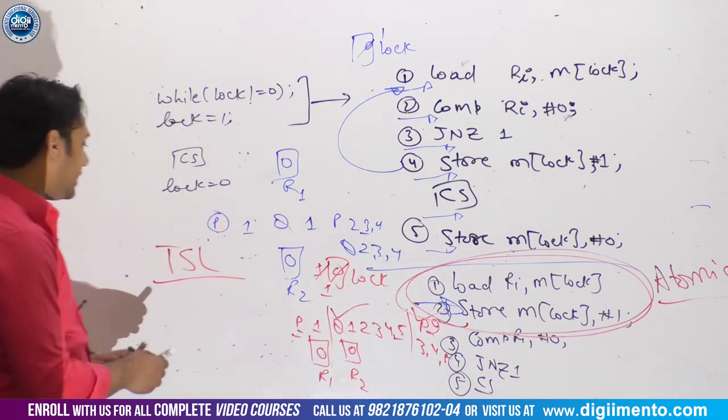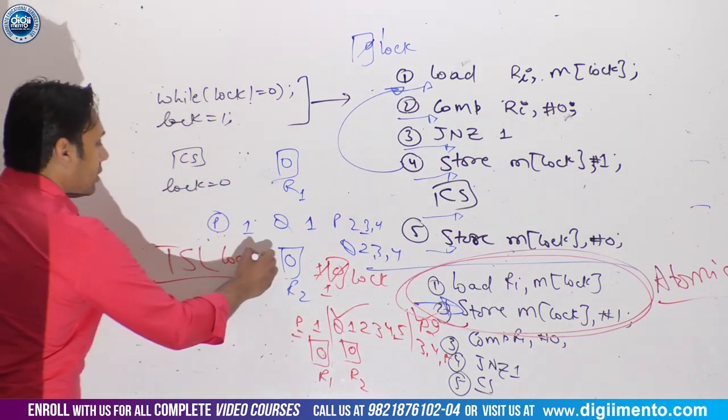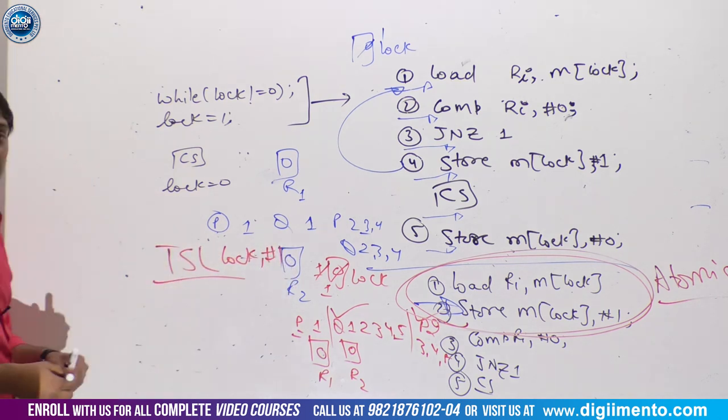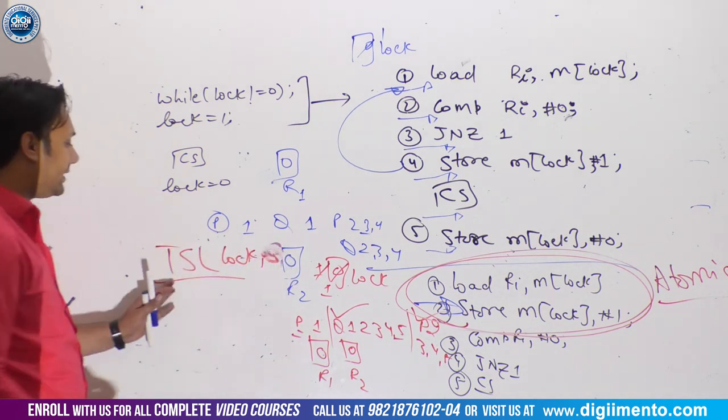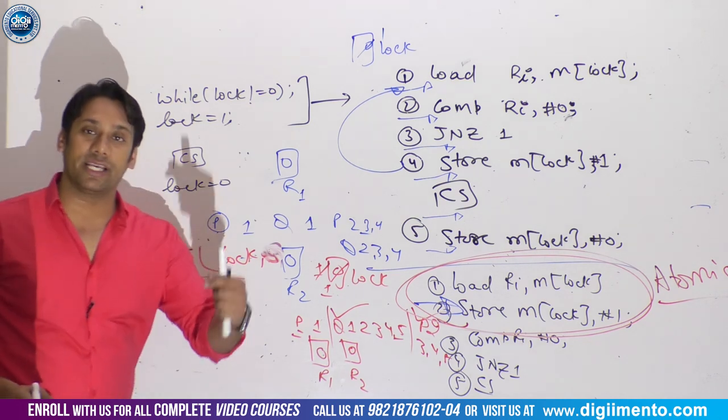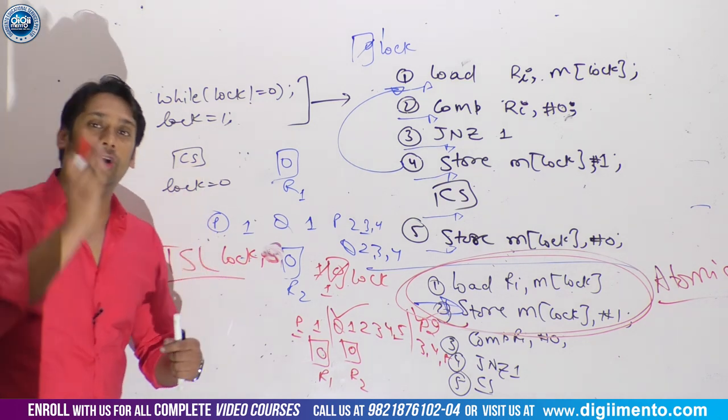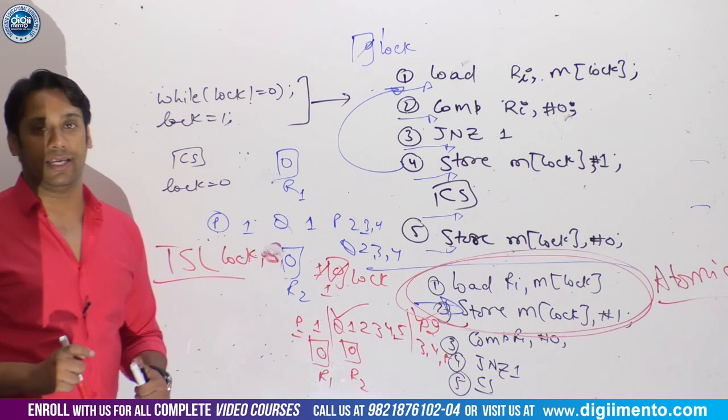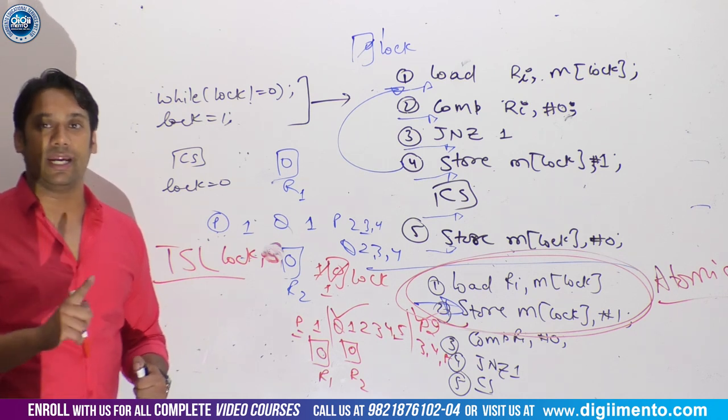To hum log kya kar sakte hain, TSL lock comma hash 1. That means TSL lock, yani ki test and set lock. Lock ki value ko test karo aur saath saath mein lock ki value ko set bhi karo. That is called as TSL instruction. That is test and set lock.